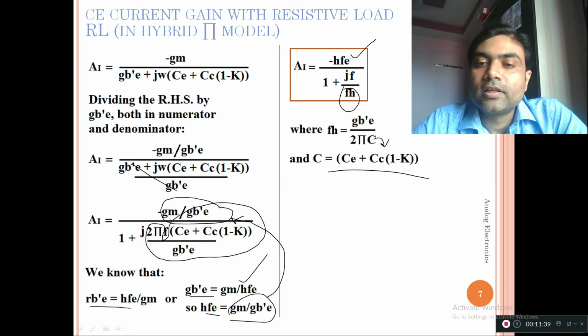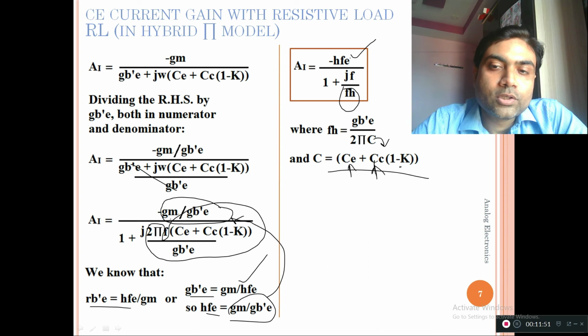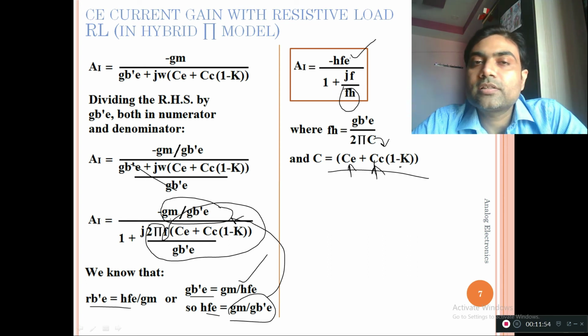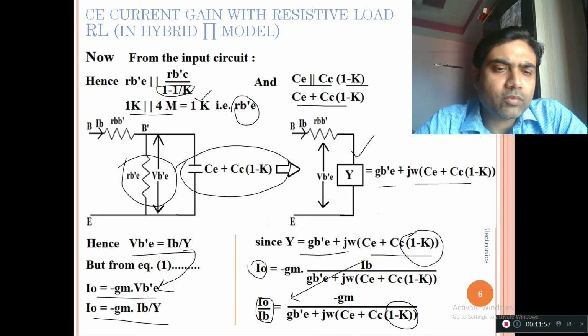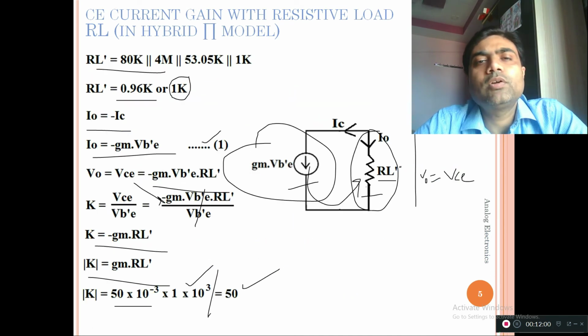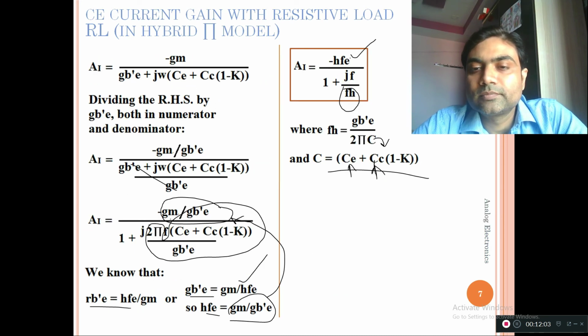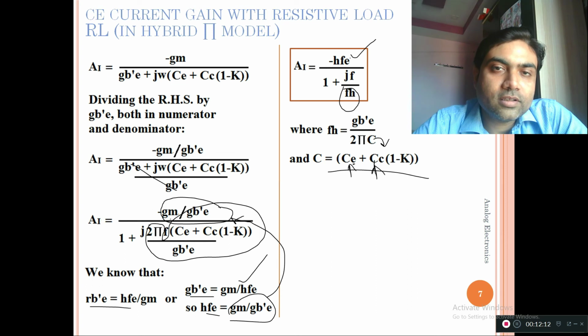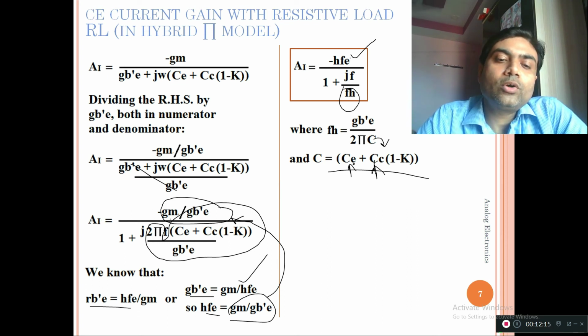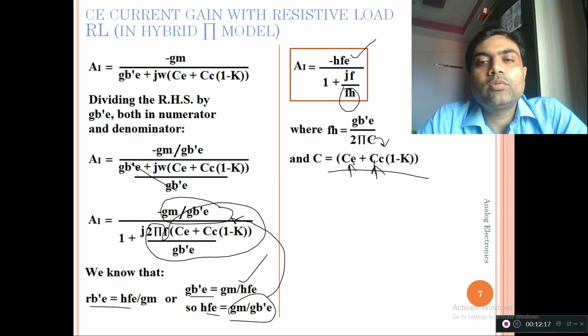Now let me put it like this, C is some value, Cc has some value, and you are multiplying it with 1 minus k, and k also has some value. We have calculated the value of k here as 50. So 1 minus 50 becomes minus 49, and minus 49 gets multiplied with the Cc, and Cc gets added with the Ce. So the overall capacitance is going to be reduced. So if the overall capacitance is going to be reduced, the overall frequency term is going to be reduced.